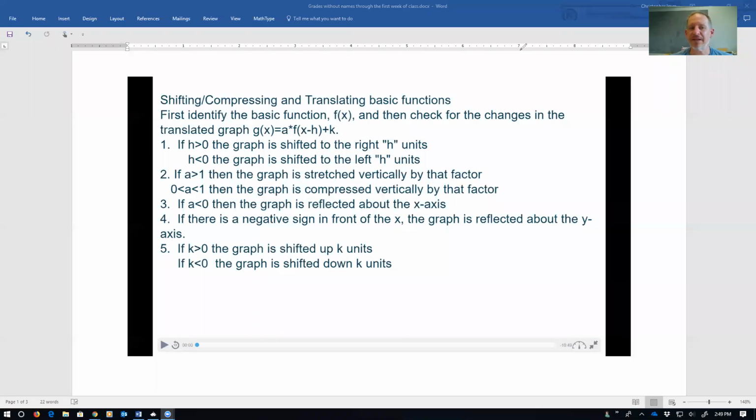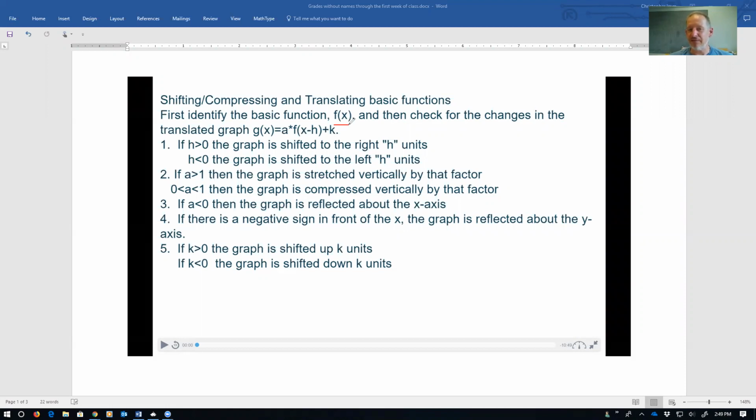Hello, today we're going to be talking about shifting, compressing, and translating basic functions. The first thing we need to do is identify the basic function. This is f of x. There'll be several functions that you have already learned the basic shapes of, and it could be a function that doesn't really have a definition at all.